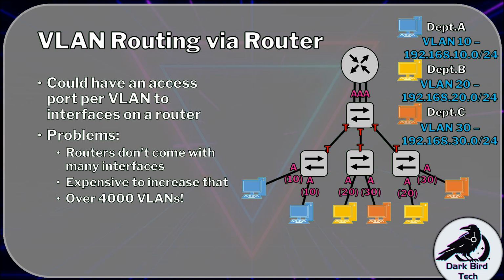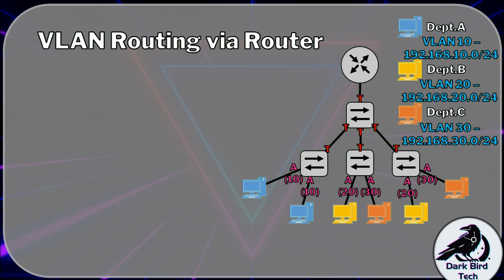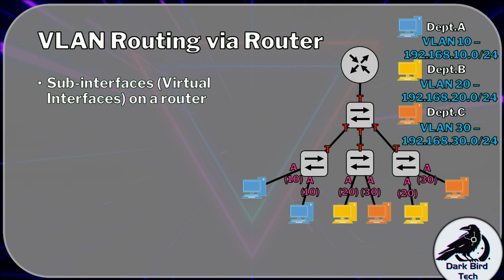So this method is not going to work out very well for us. We could do something a bit better, like making that one connection to the router a trunk port. Now if I do that on the switch side, then I can do something very cool on this router. I can do something called a sub-interface. It's a virtual interface on the router.